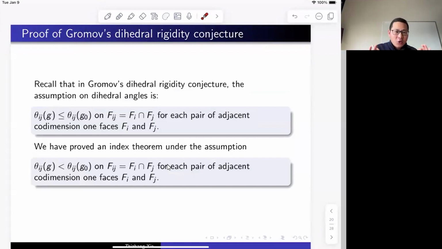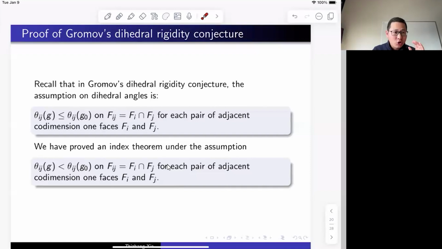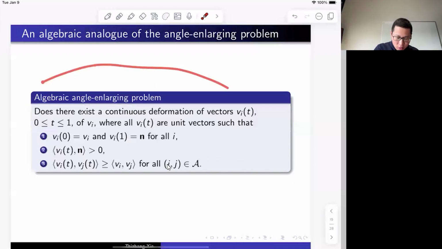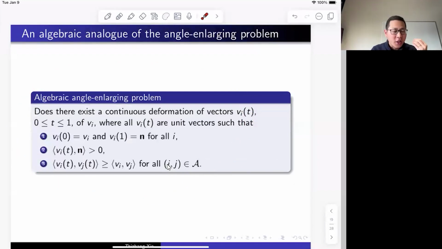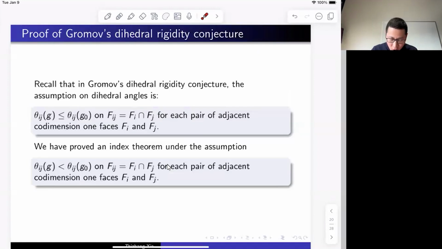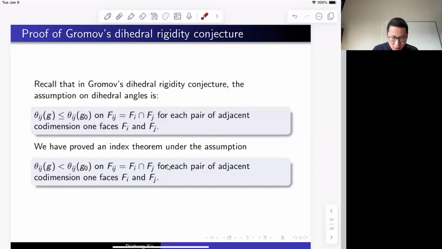Now, before I get to that point, maybe it's a good time to talk about Gromov's dihedral rigidity conjecture, the angle comparison. So let's take it for granted for the moment that by using a stable version of this algebraic angle enlargement problem, we prove the index theorem I just stated. I'll get back to that. But now let's take a moment, just a couple of slides, to explain Gromov's dihedral rigidity conjecture that we prove if we take the index theorem.